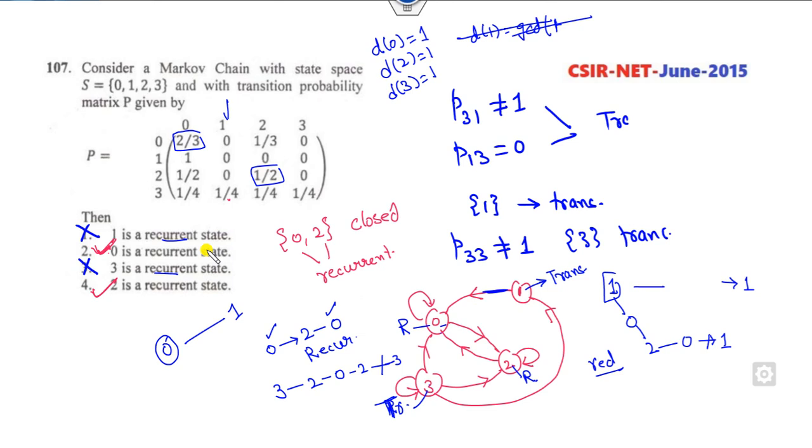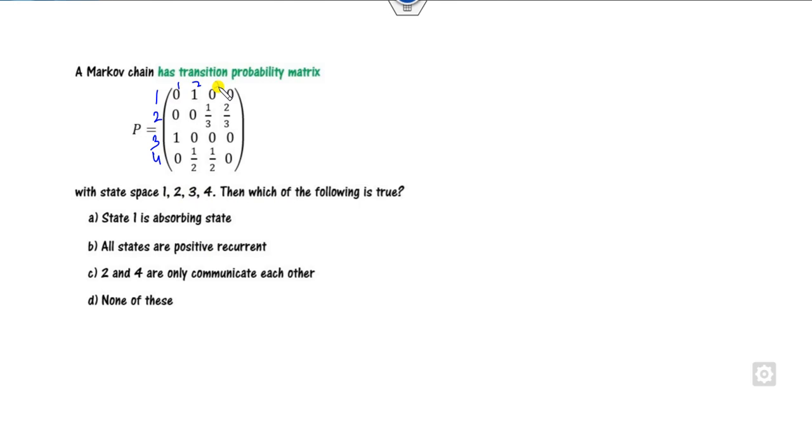Okay, now states are my 1, 2, 3, 4. Look at this number. Only one column is there. The position is 2, 4, which is non-1. Is the entry 4, 2 my 0? If it is there, then this number is my transient. What is 4-2? 4-2 is my non-zero. So you can't say that 4 is my transient.